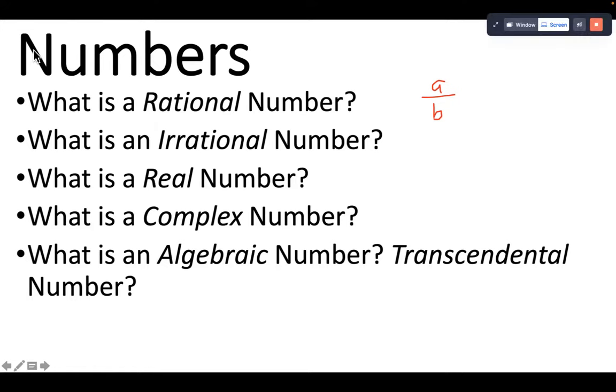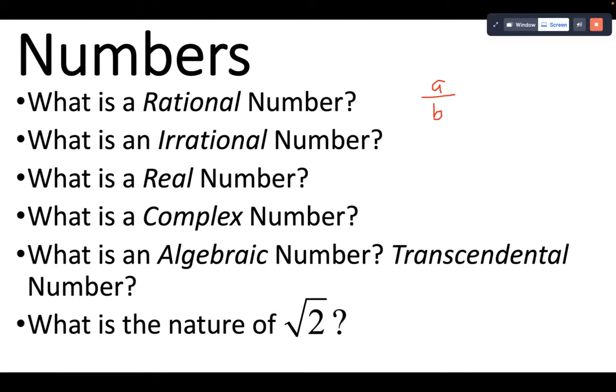Transcendental numbers are those that are not algebraic. They do not satisfy a simple polynomial equation. So what's the nature of the square root of 2? First of all, is it rational or irrational? It turns out to be irrational, and that takes proof.